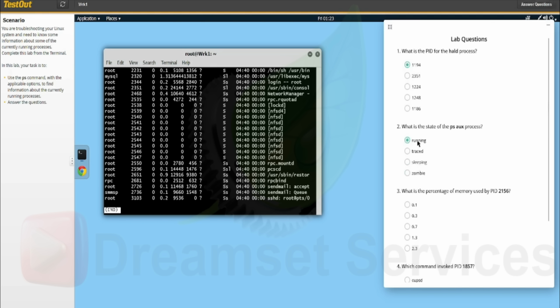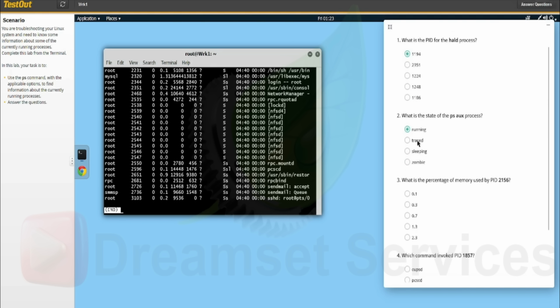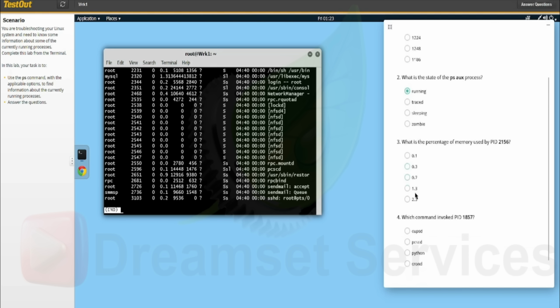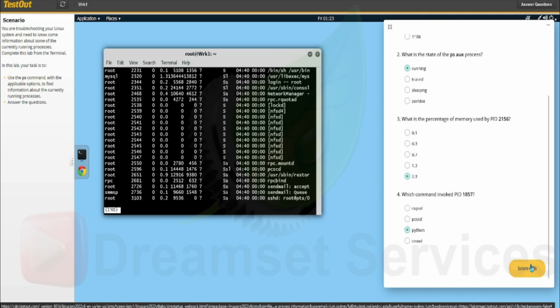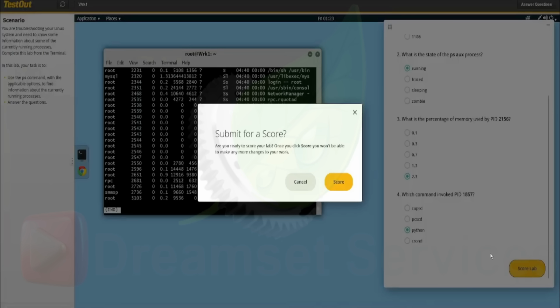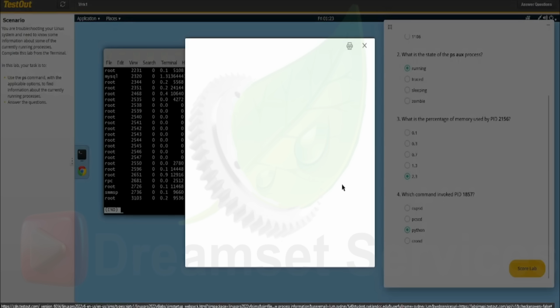What is the state of the ps aux process that is running? What is the percentage of the memory used by the PID 215C? That is going to be 2.3. What is the command invoked by the PID? So this is going to be Python. So we'll go ahead and score the lab.